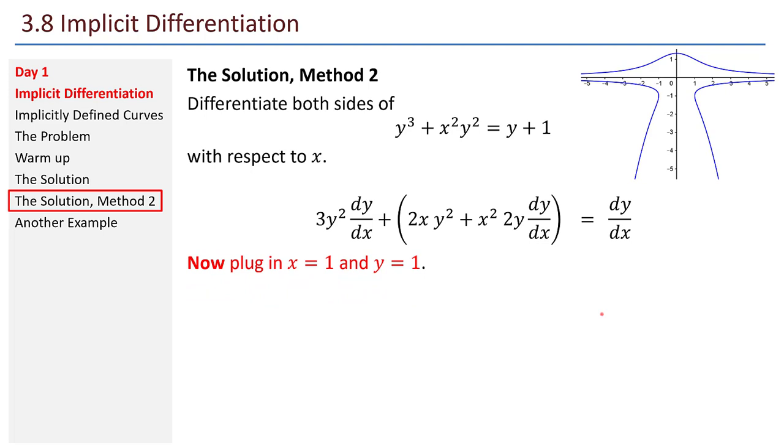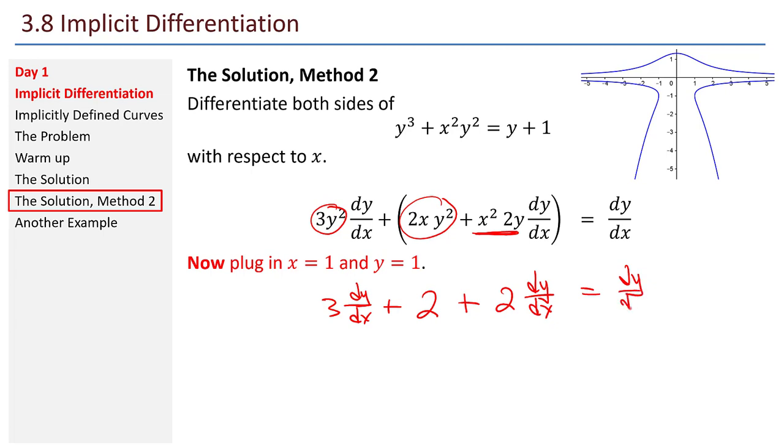At this point, what happens if I plug in x equals 1 and y equals 1? Then this whole thing becomes 3, so I have 3 dy dx plus, that just becomes 2, plus now at 1, 1, that becomes 2 dy dx equals dy dx. And now I can still solve for dy dx, but I don't have to drag around a whole bunch of variables with me. And now when I solve for dy dx, we'll just find right away the answer will be negative 1/2.